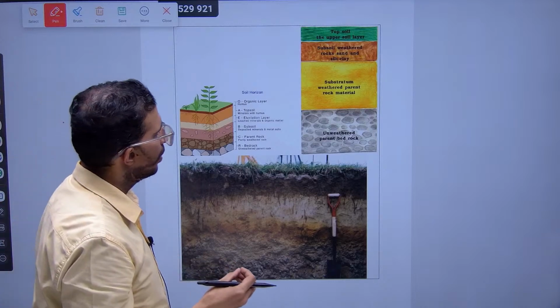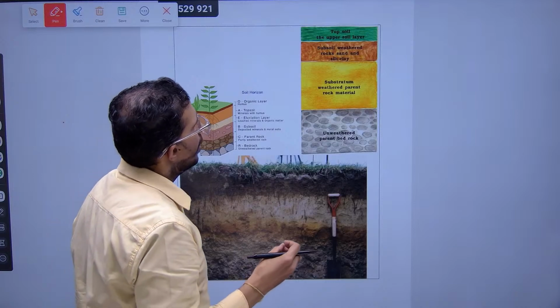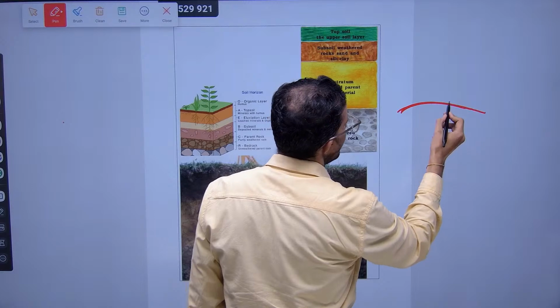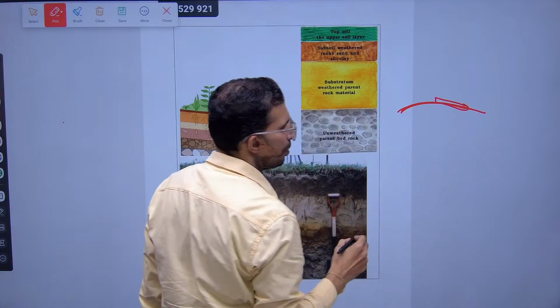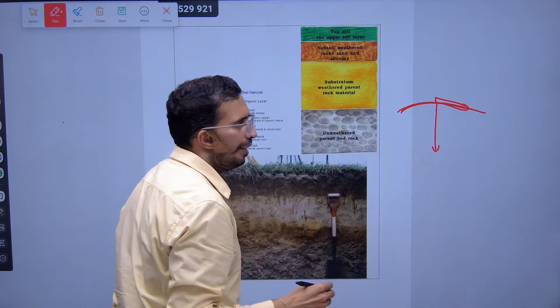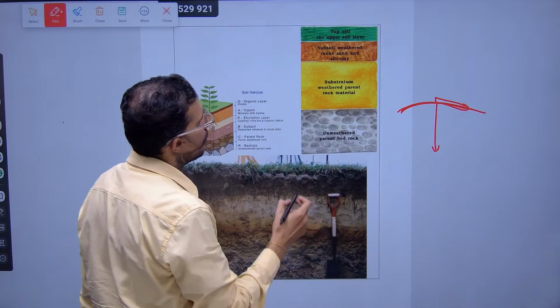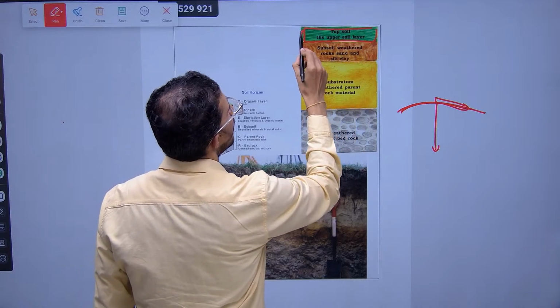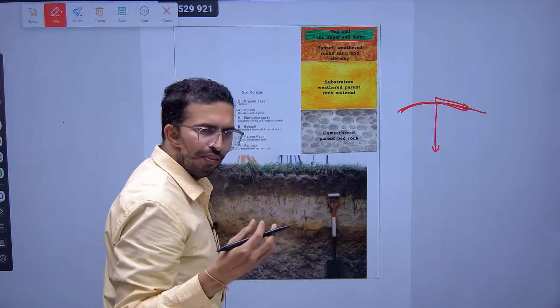Soil profile. First understand, this is the earth's crust and at the top layer there is a soil formation. If we go to the depth level, we can find the layers of the soil. As you see, the top soil is the weathered and finer material.